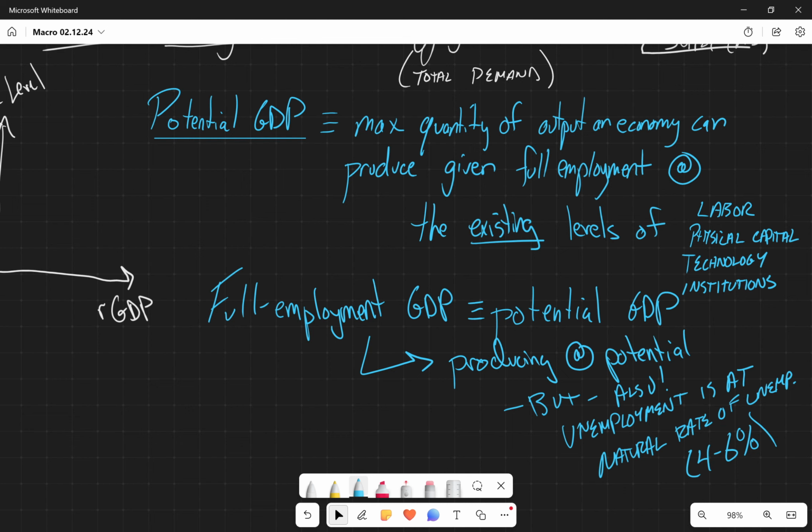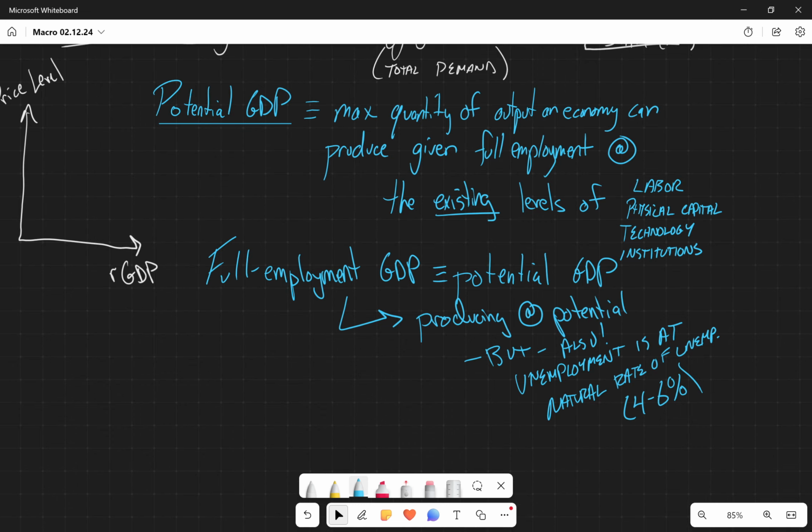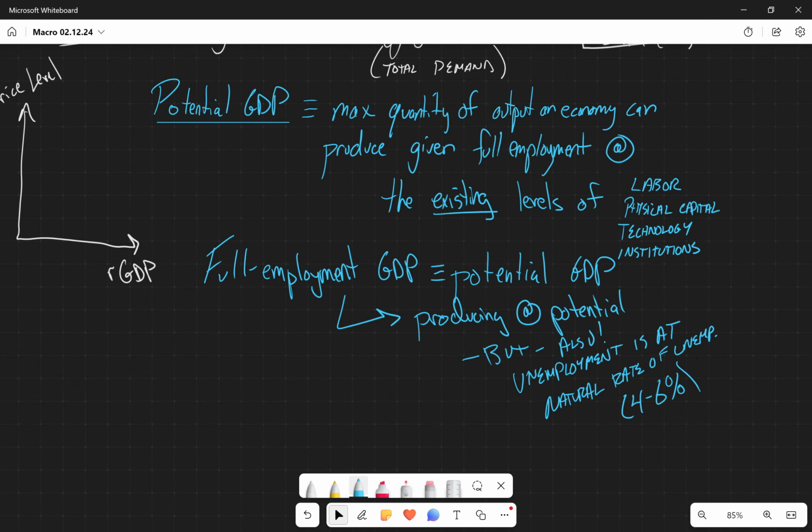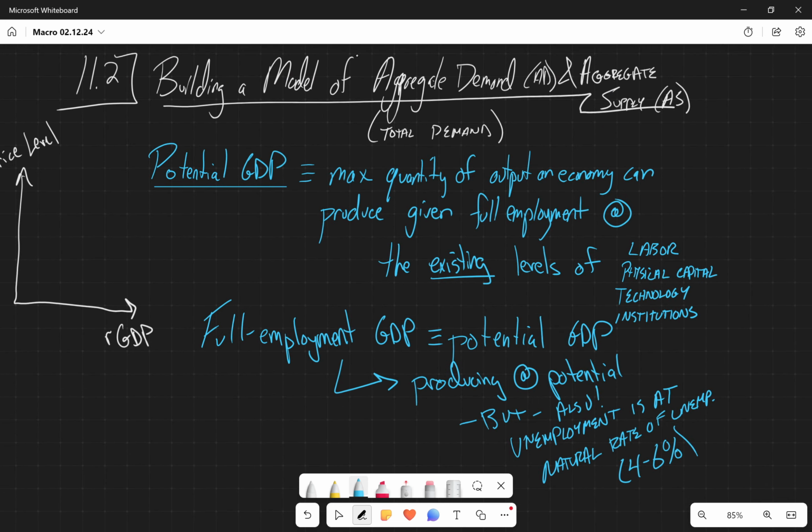All right, so let's start defining the different parts of aggregate demand and aggregate supply. We'll start with aggregate supply.